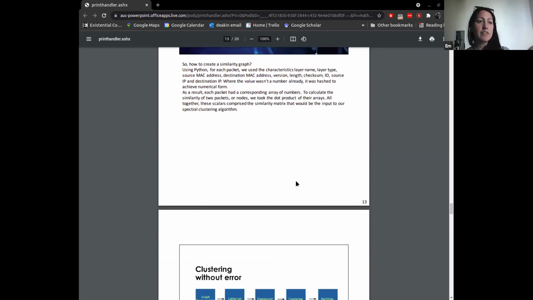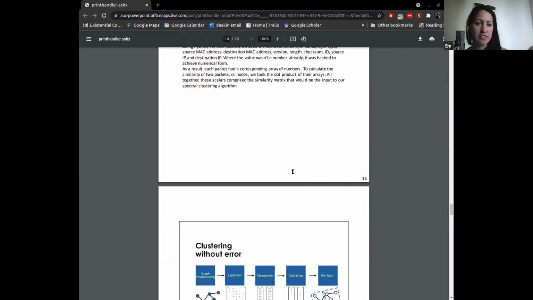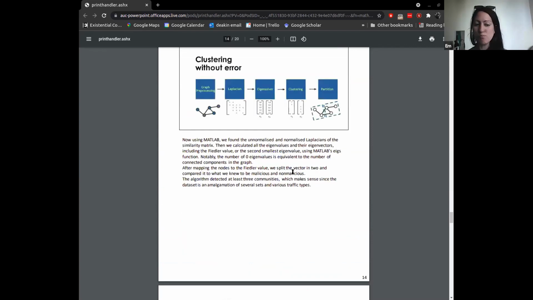So, I should say, now we moved to MATLAB because it's a lot more efficient, and working with Laplacian matrices has a lot of great inbuilt functions as well. So we imported the data into MATLAB, and then we did some clustering without error. So yeah, we took the data, we took the normalized Laplacian and the unnormalized Laplacian of the similarity matrix.